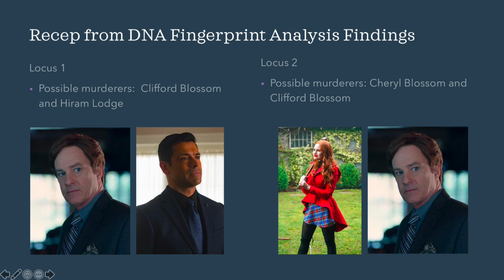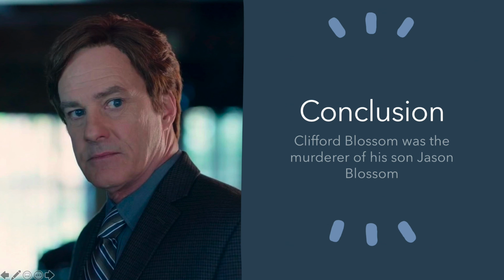So to recap what we just found from our DNA fingerprint analysis, from locus 1, the possible murderers are Clifford Blossom and Hiram Lodge. But from locus 2, the possible murderers are Cheryl Blossom and Clifford Blossom. With this being said, we can conclude that Clifford Blossom was the murderer of his son Jason Blossom because his bands matched up at both loci.